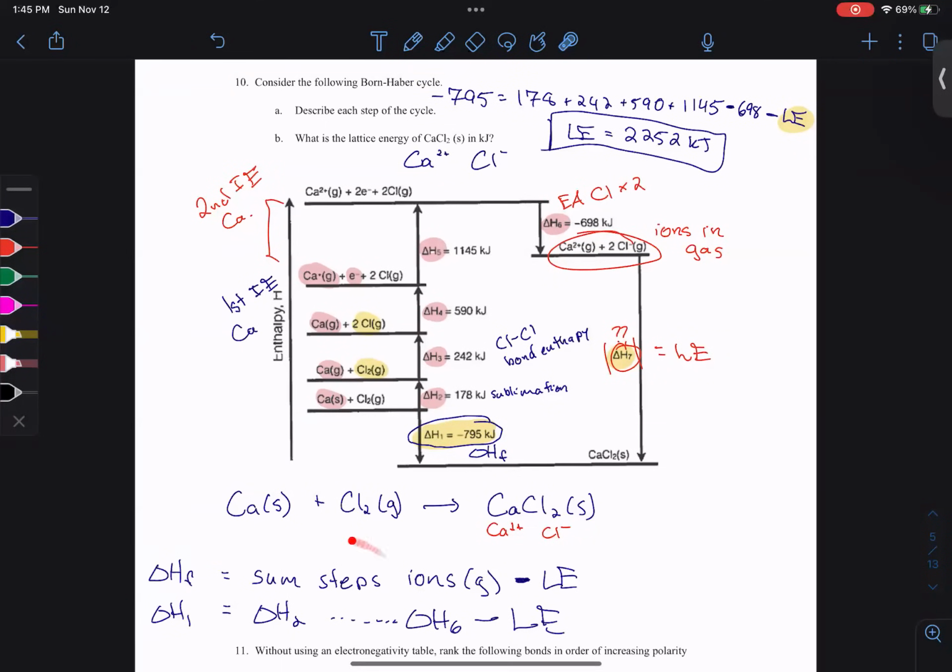The way that I generalize how to put together this cycle, really it's just geometry. The heights of all of these upward arrows must equal the heights of all these downward arrows. If you think of it as a box and you were trying to figure out the height of that missing piece, that's what it is. But we want to report lattice energy as a positive value because of the definition of lattice energy.